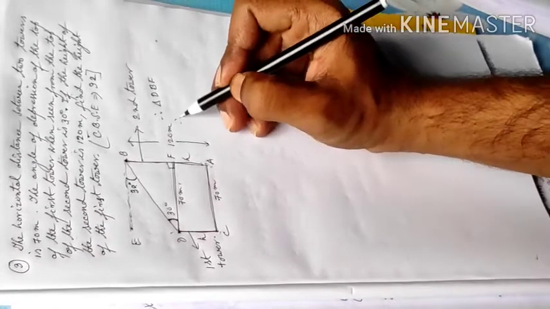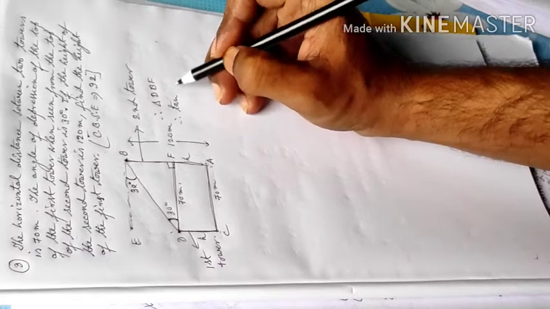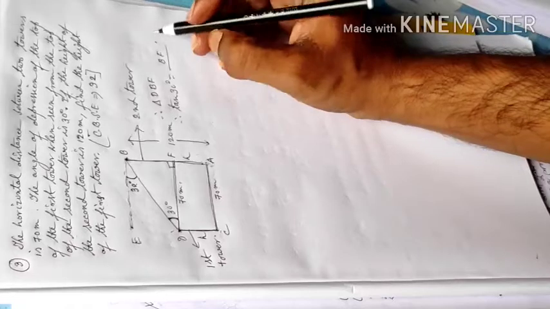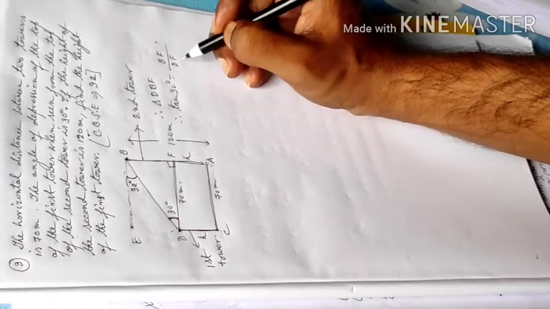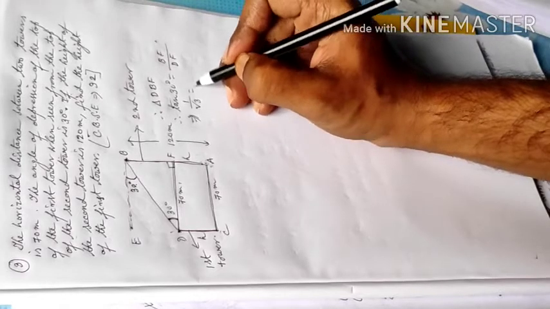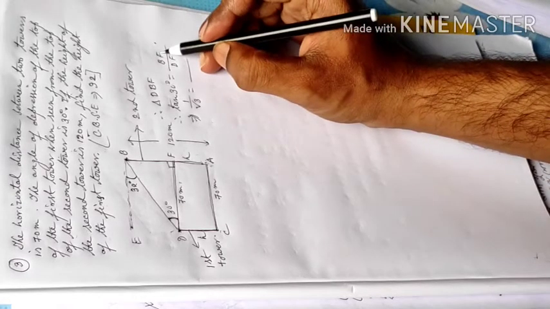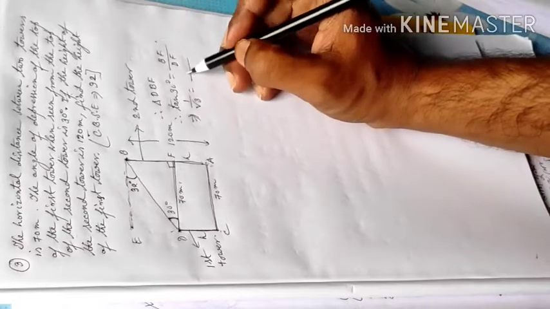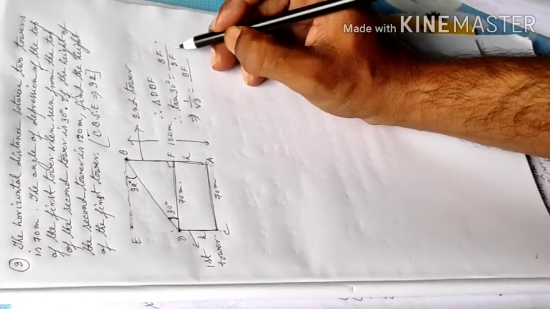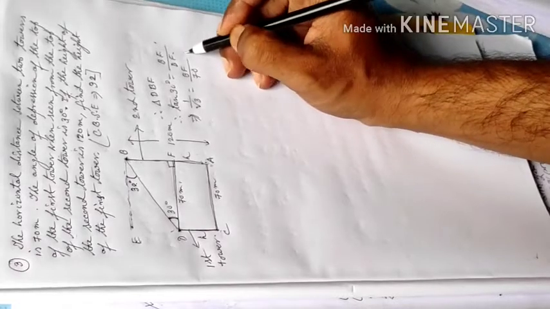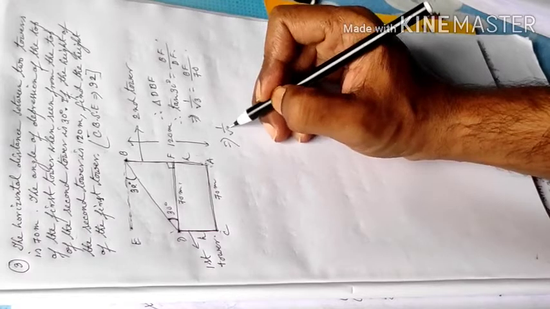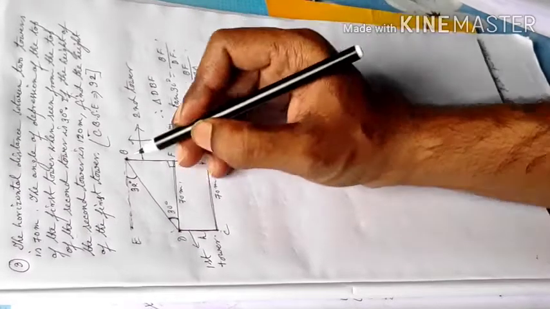Therefore tan 30 degrees is equal to what? Tan 30 degrees is equal to BF by DF, or tan 30 is equal to 1 by root 3, equal to BF by DF, which is equal to 70. Again 1 by root 3 is equal to BF by 70. What is this? This is your BF.